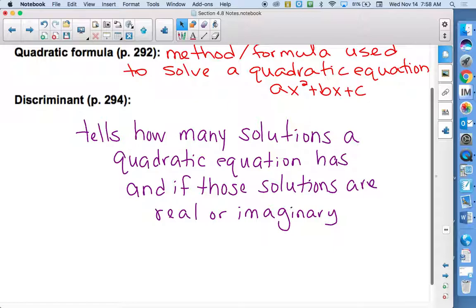There's always at most two because it's x squared. So we got that parabola, the left and the right could have at most two answers. But there might be two real or two imaginary answers depending on the numbers in the problem.